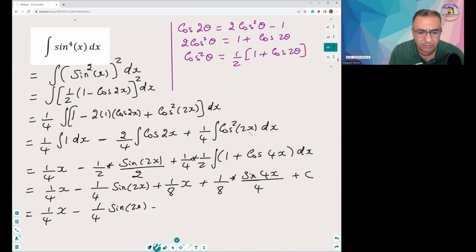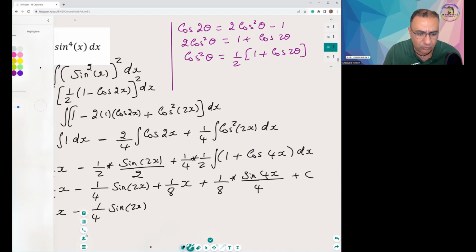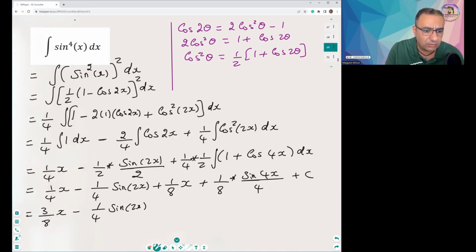sine 2x plus 1/8x plus, you can actually simplify 1/8x and 1/4x. I just realized that. Okay, so 1/4 plus 1/8, you can rewrite 1/4 as 2/8. So basically 3/8, and then the 2 plus 1, 3. So here you can say 3/8x. I just simplify these two terms, right? I will just show you here.